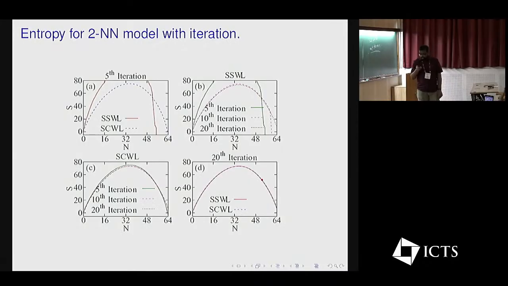This is another example from the 2NN model in which we plot the entropy of states for 3 different iterations: 5th, 10th, and 20th. We can see that SSWL is the single site algorithm. In this algorithm, the sampling is not proper for larger dense regions. It comes closer to the proper one only at the 20th iteration. Whereas in the strip cluster Wang-Landau algorithm, the proper shape has already come from the 5th iteration itself. So the convergence is pretty good.